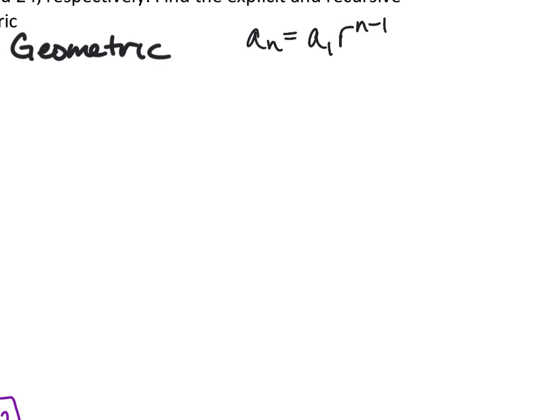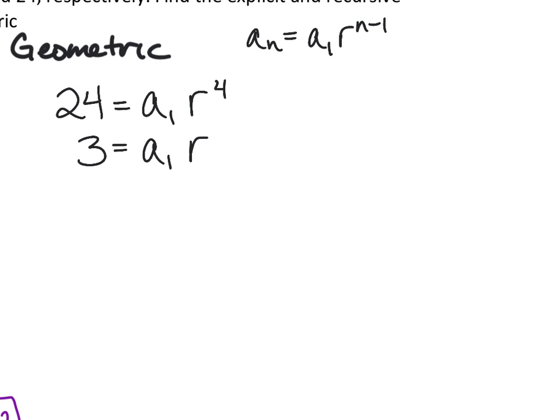We were told that the fifth term is 24. We don't know what a sub 1 is. We don't know what r is, but we do know that was the fifth term, so 5 minus 1 is 4. We were also told that the second term is 3. Don't know the first term, we don't know the r, but we do know that 2 minus 1 is 1.